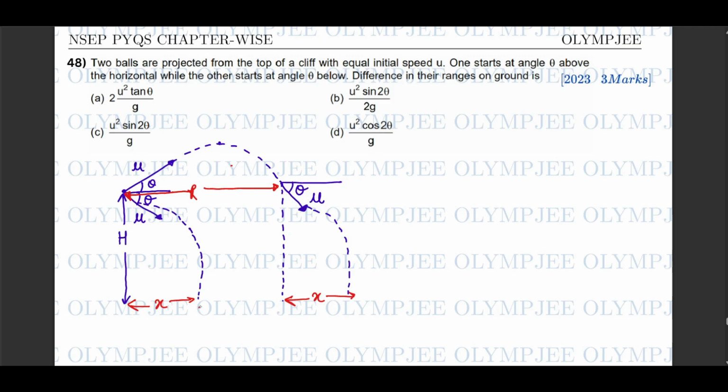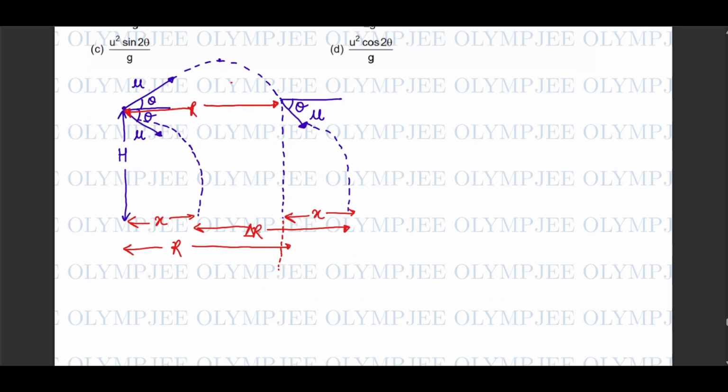So we need to find this delta r, right? And we know that this is r from above. So delta r will be equal to r minus x, which is this, and plus x. So this is equal to r, the range of this particle, and we know that range is given by u square sine 2 theta by g. Answer will be option C.